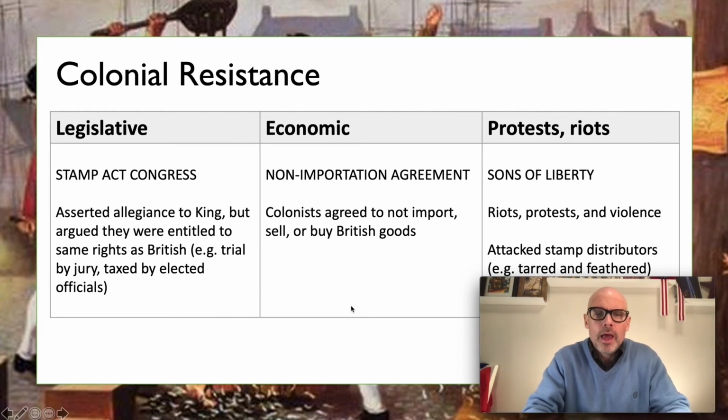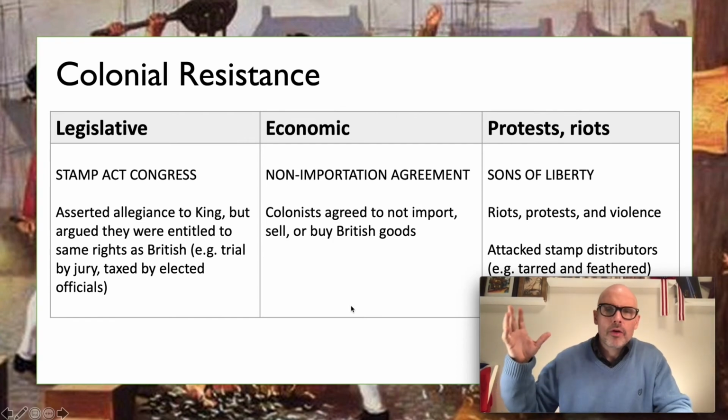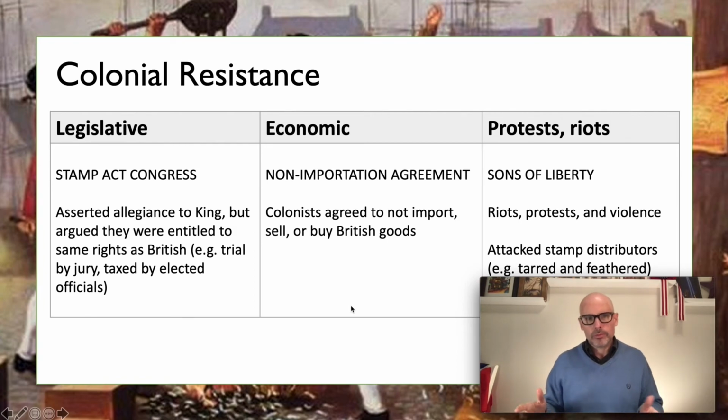They wanted to be just like the people in Britain, right? They wanted to have a trial by jury. None of this trial by the government. If I try to smuggle some sugar, I want to have a jury so I can defend myself. And also to be taxed by elected officials. So we already had our assemblies taxing us. That's fine. We have representation there. Give us representation in Parliament in Britain, or stop taxing us in this way.